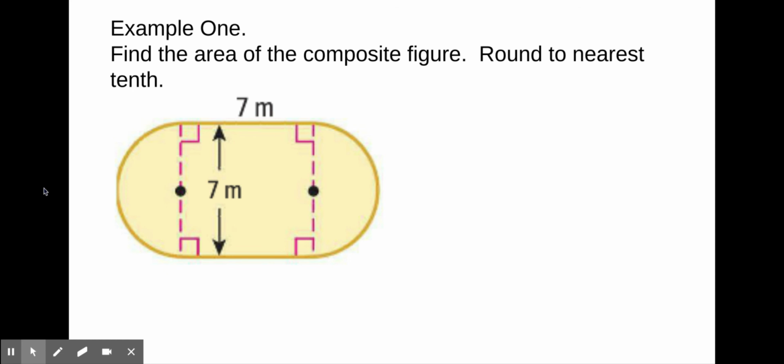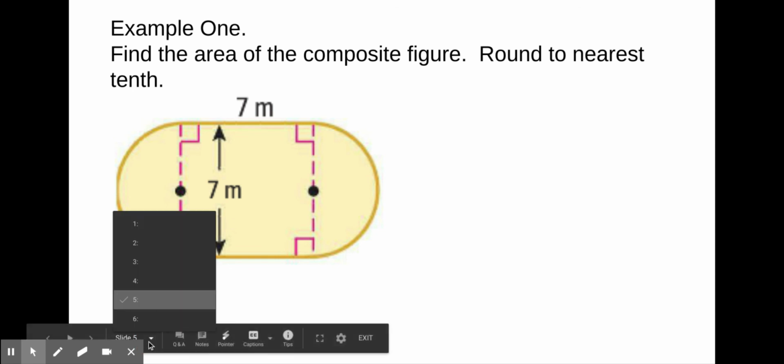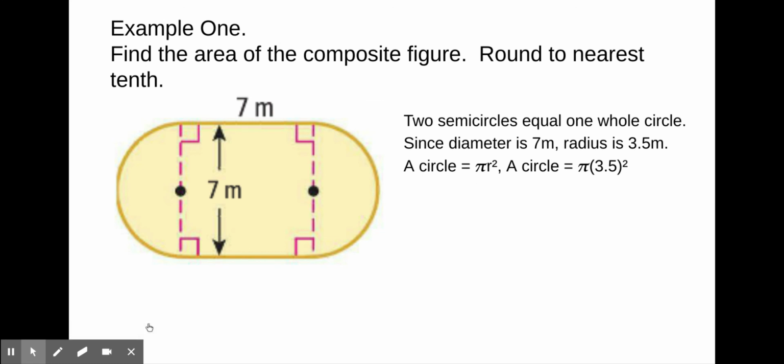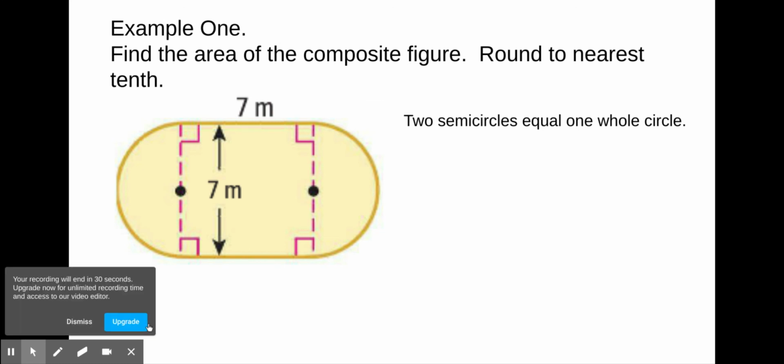Let's see. Go to slide 6 here and see if I can go back here. Okay, good. All right, so 2 semicircles equal 1 whole circle.